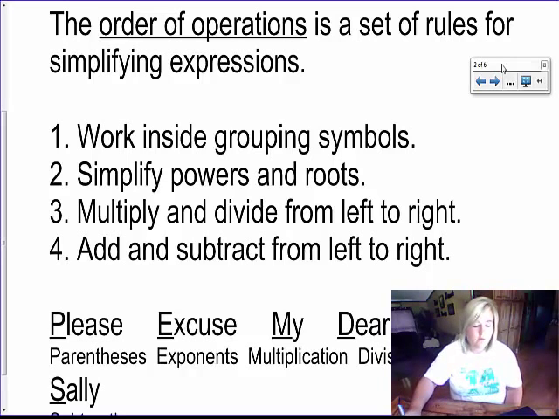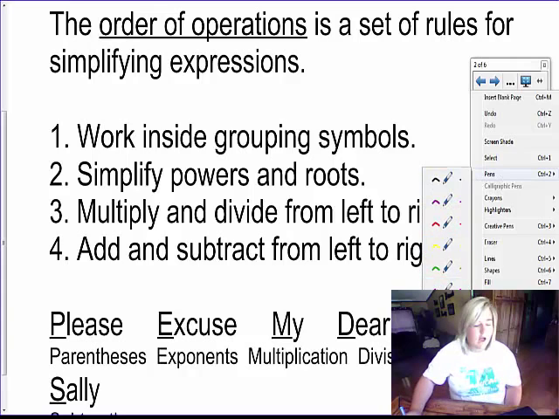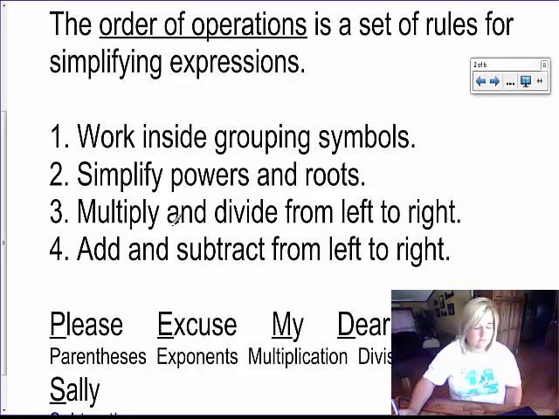Multiplication and division from left to right. I would like to point out, multiply and divide from left to right. It doesn't say multiply then divide. It says multiply and divide. So that is the same step also. If there is division to the left of a multiplication, you do the division first because we have to go from left to right. And finally, step 4, add and subtract from left to right.